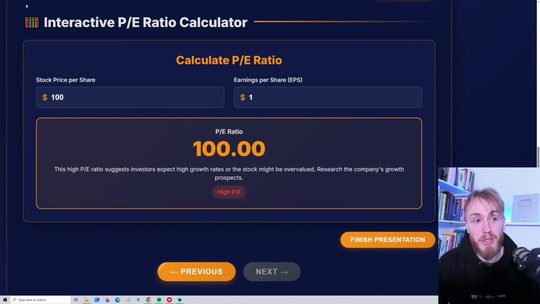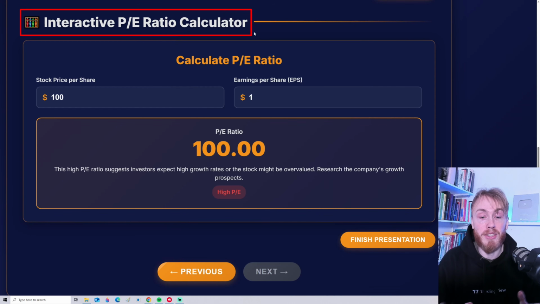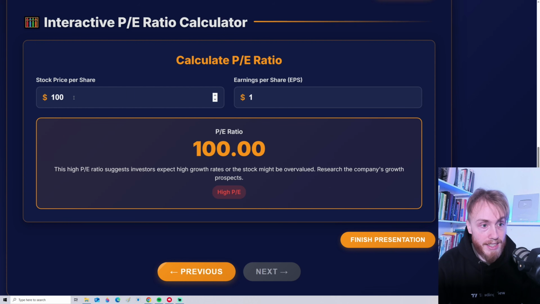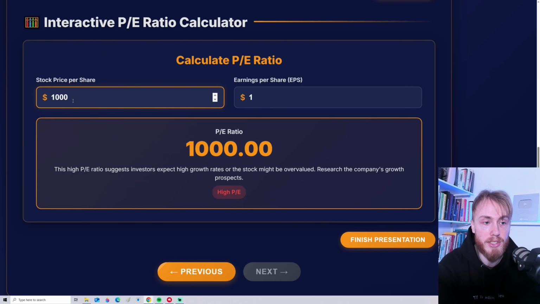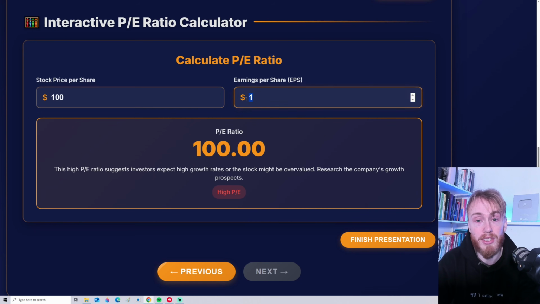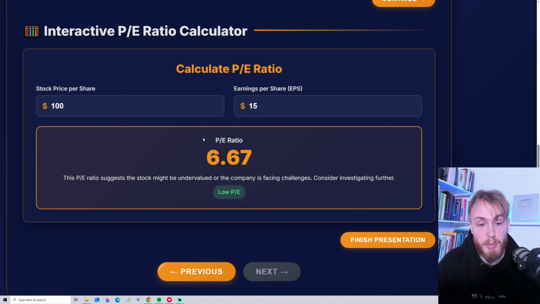But right, guys, so now I want to show you a simple PE ratio calculator that you can use to quickly put in a stock price, put in the earnings per share, and see if the PE ratio is high, low, or medium. So let's say that we have a stock. You can choose whatever, $50 or $100. But let's choose that the stock price is $100 and that the earnings per share, let's start here with 15. You can see that if the stock price is 100 and the earnings per share is 15, we will get a PE ratio of 6.67, which is a low PE ratio.